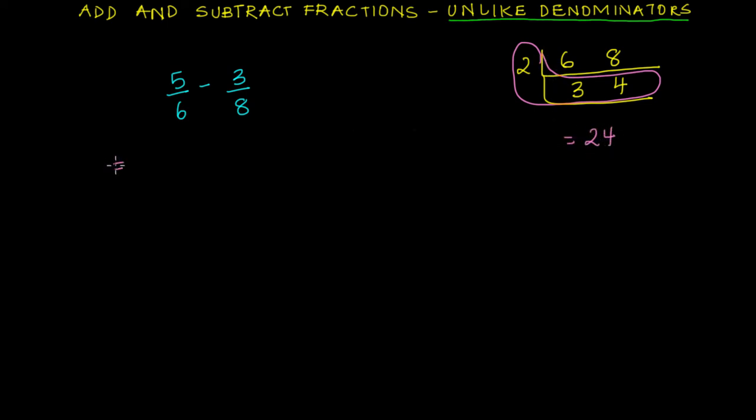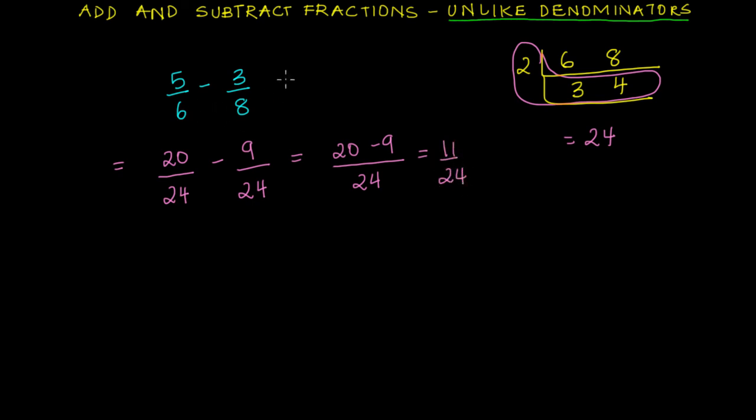The second step is to generate equivalent fractions for 5/6 and 3/8. So 5/6 is the same as 20/24, and 3/8 is the same as 9/24. And now that the denominators are the same, we can simply subtract the numerators, that is 20 minus 9 equals 11/24. So 5/6 minus 3/8 equals 11/24.